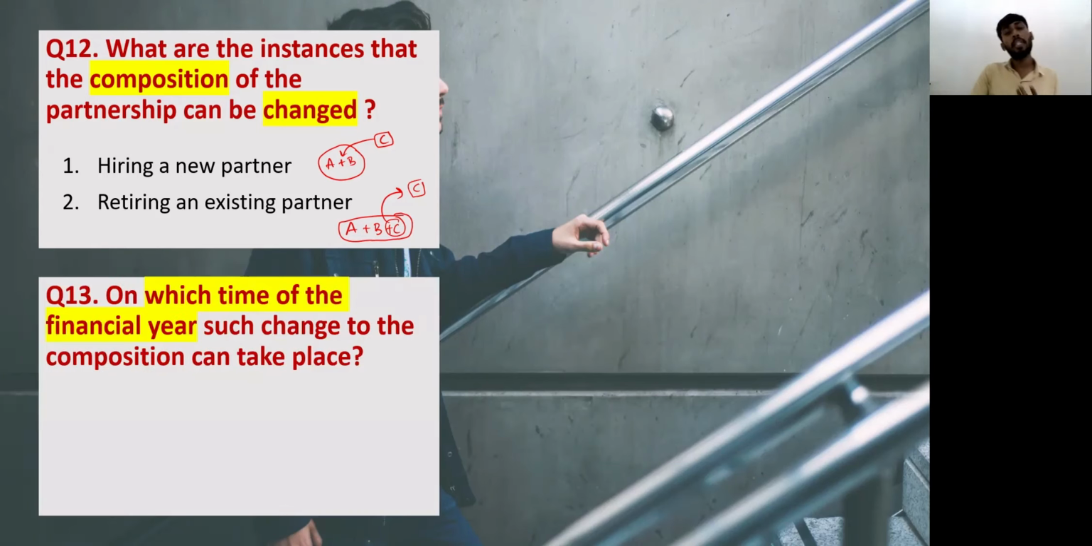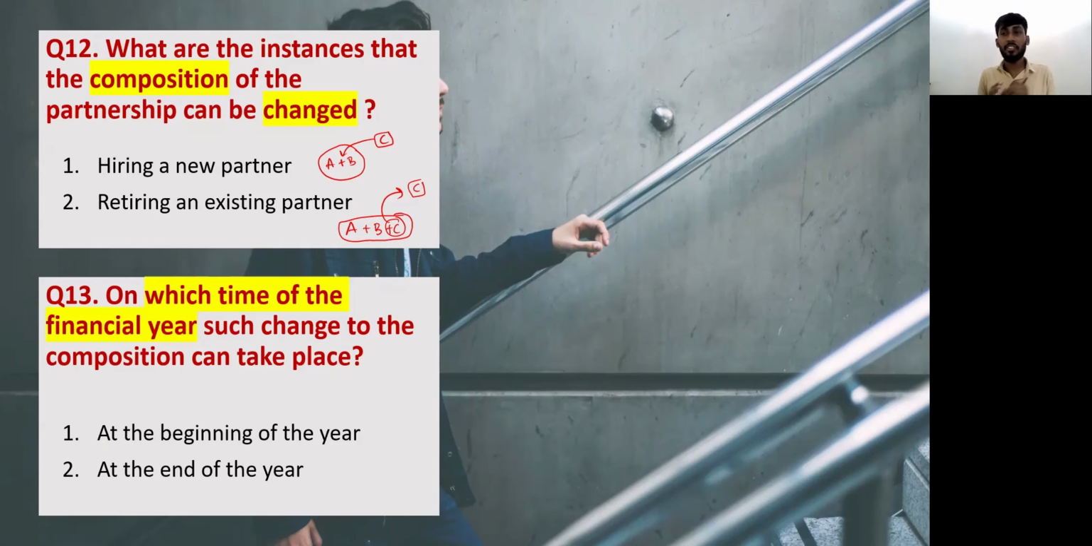Now, as per your syllabus, this hiring or retiring can happen either at the beginning of the year or at the end of the year. In case this happens in the middle of the year, it's a real headache for us. Okay. So for your ease, in the syllabus, they have mentioned that the time this composition change can take place is at the beginning of the year or at the end of the year.